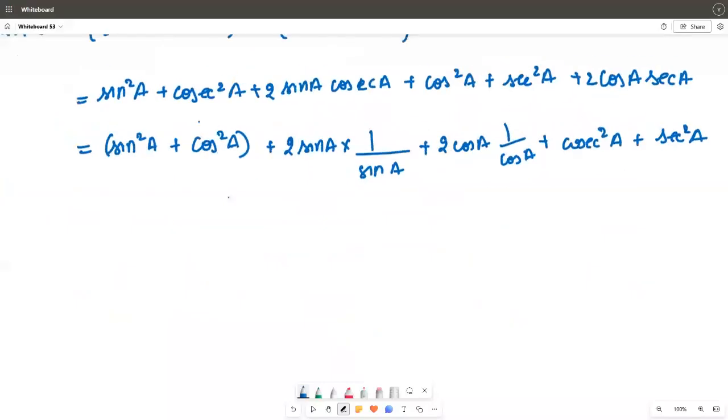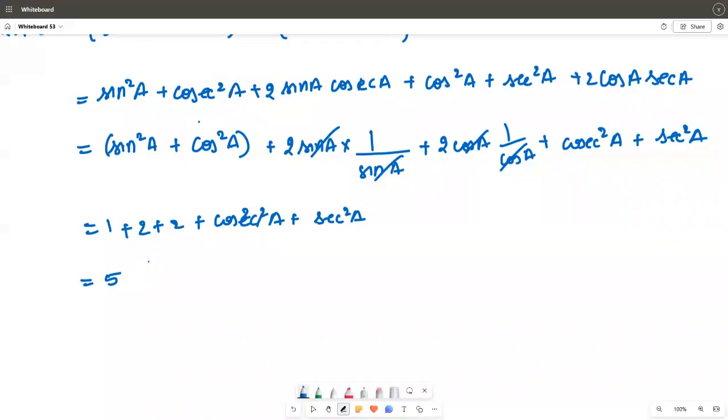We know that sin square A plus cos square A equal to 1. The sin gets cancelled, cos and cos get cancelled. So 1 plus 2 plus 2 plus cosec square A plus sec square A. So this would be 5 plus cosec square A plus sec square A.